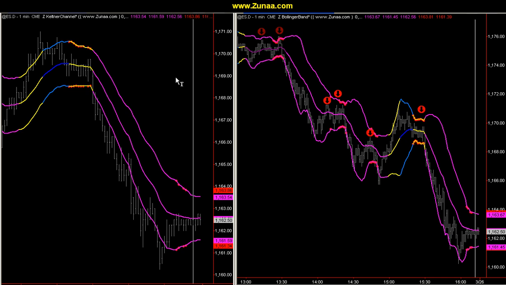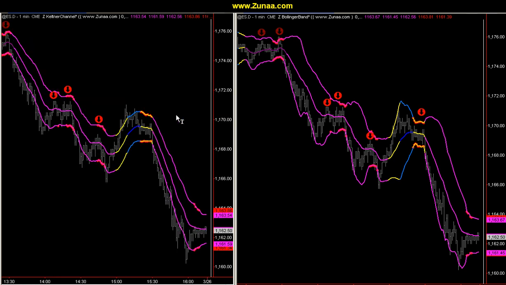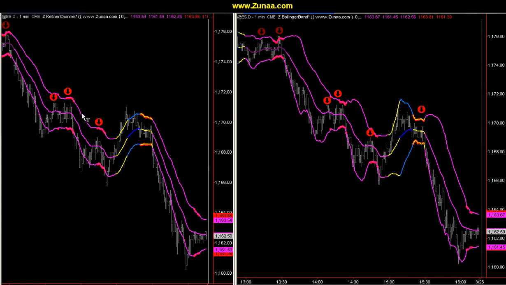On the left is a chart that has the Keltner channels on it, and on the right it's the Bollinger channels. But both have our trend technology built into them, and you can see the trend through color codes. So this on the left is the Z Keltner channel, on the right is the Z Bollinger bands. These are two popular band systems that among traders, they're both very popular and a lot of people use them.